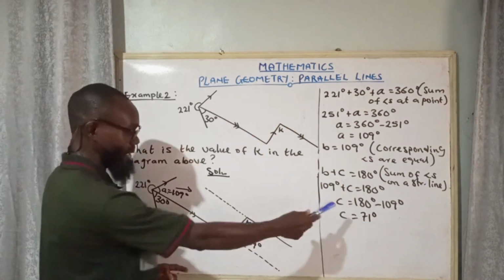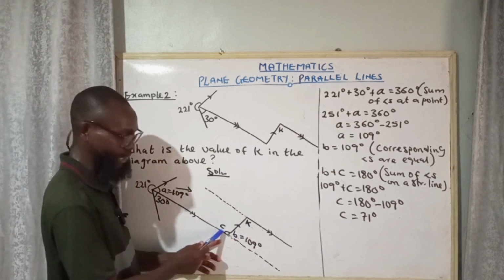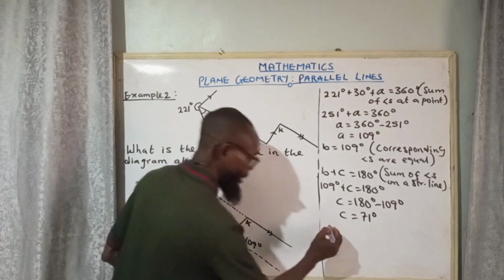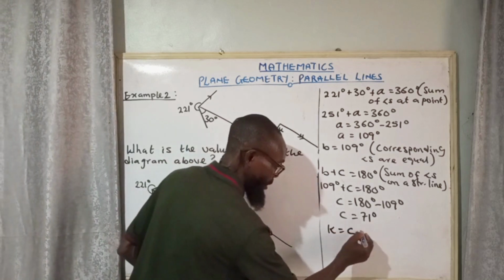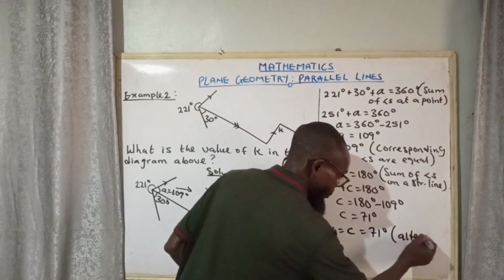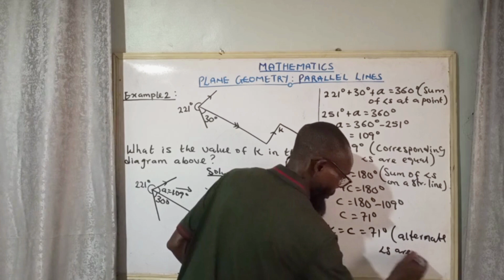Fine. Since I've gotten my angle C, my angle K must equal angle C, which means alternate angles are equal. So K is equal to C is equal to 71 degrees. Reason: alternate angles. Alternate angles are equal.